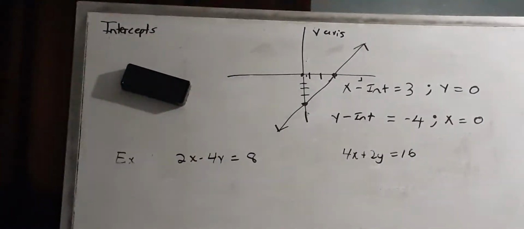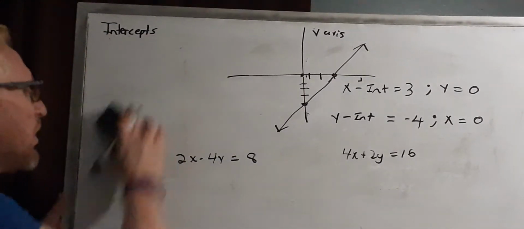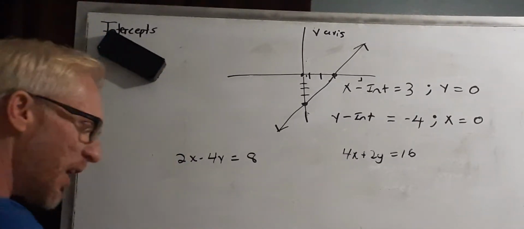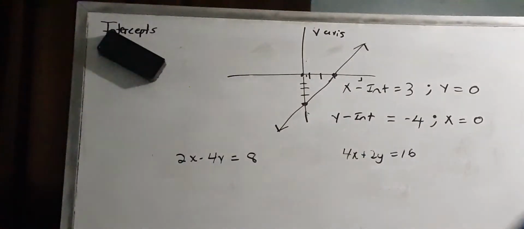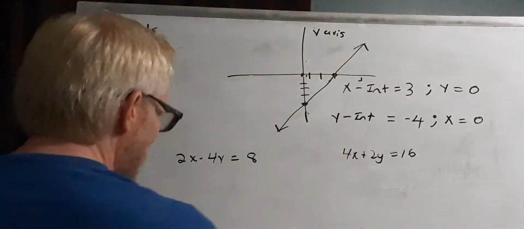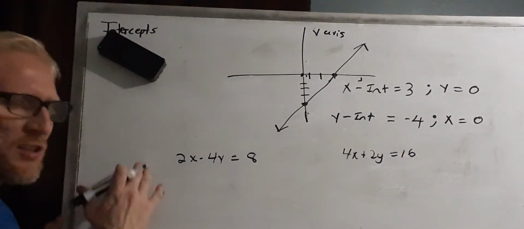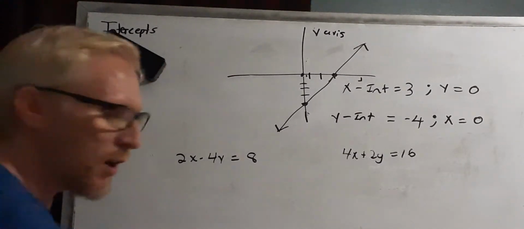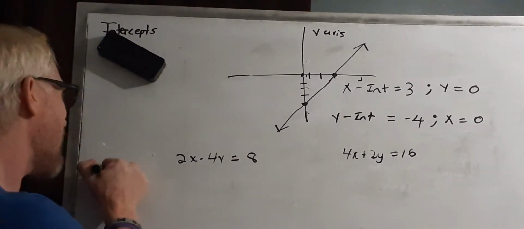Now, why is that relevant or important? We're going to see it in this example, because I want to find my x and y intercepts specifically from this equation. I can start with whichever one I want. I'm going to go ahead and look for my x-intercept.